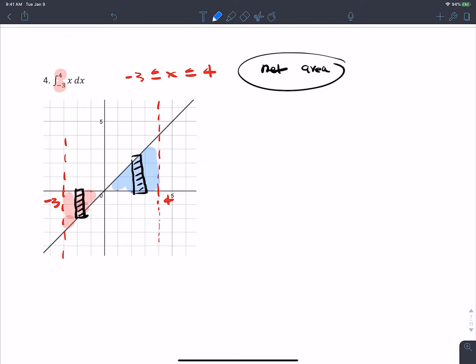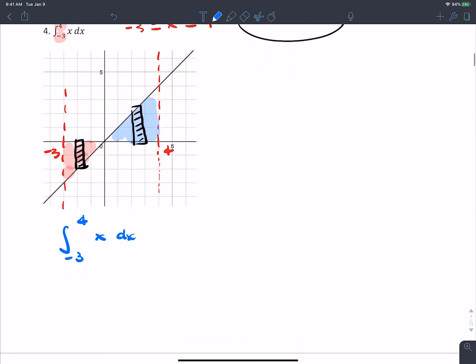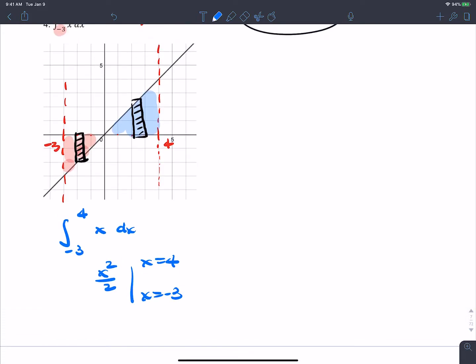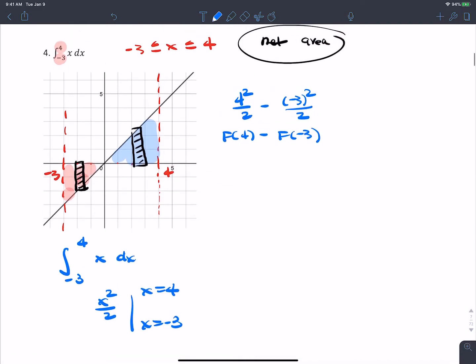So now, let's start doing the work down here. -3 to 4, x dx. We already seen that this is going to be x squared over 2 from x is -3 to x is 4. So we'll have 4 squared over 2 minus -3 squared over 2. Is that true? Did we evaluate this properly? F of 4 minus F of -3, where F is the antiderivative function?